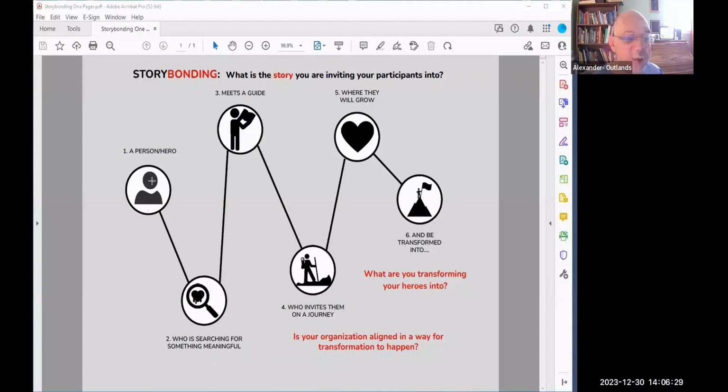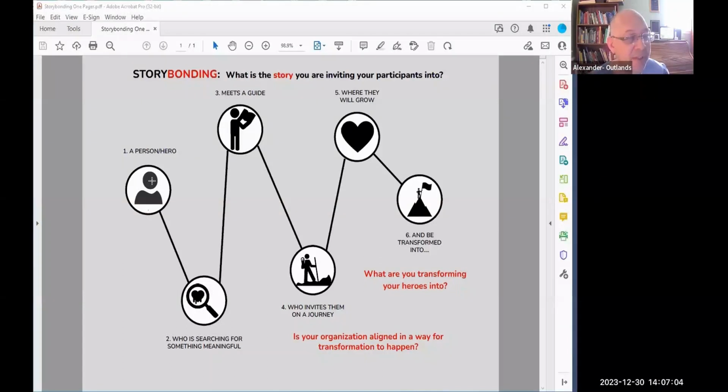So when people join an organization, they're usually searching for something. As we know in the SCA, a lot of times it's community, so having opportunities for people to join into community. Sometimes it's the historical aspect. Sometimes it's the martial aspect. But really trying to talk to folks and figure out, what are they searching for? What are they trying to connect with? And how do we do that better, right? Are we doing the things that we need to be doing to help meet the needs of those folks as they're searching for that? They meet a guide, right?